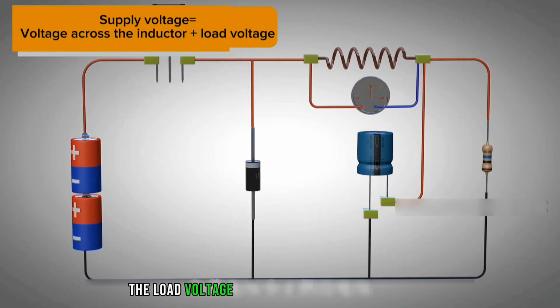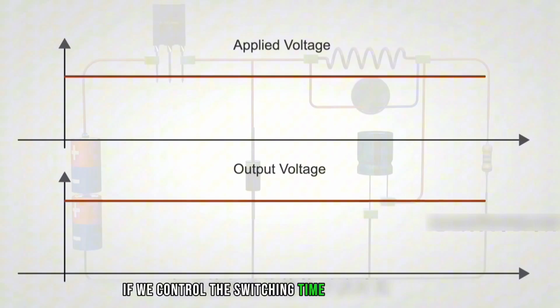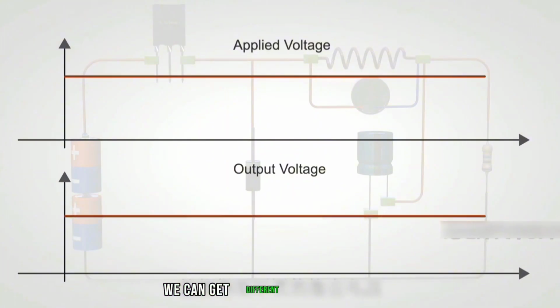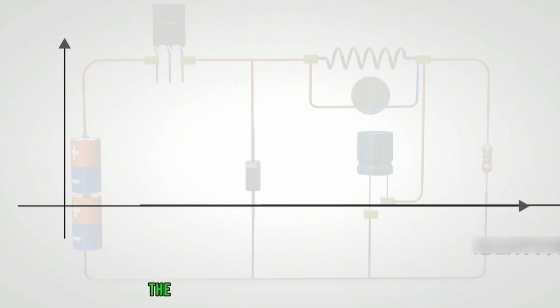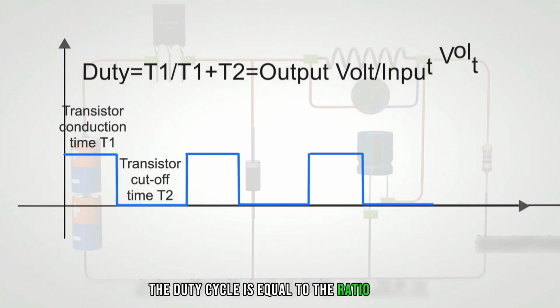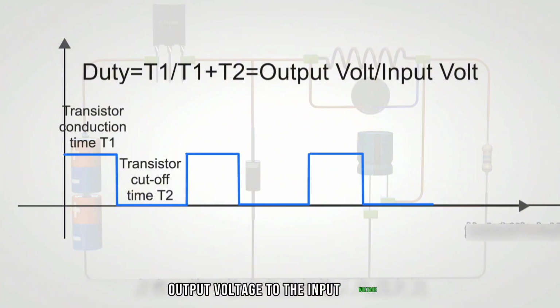The load voltage is less than the supply voltage. If we control the switching time of the transistor, we can get different output voltages. Our purpose is achieved. The duty cycle is equal to the ratio of the output voltage to the input voltage.